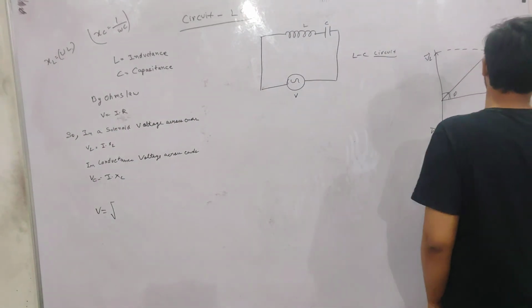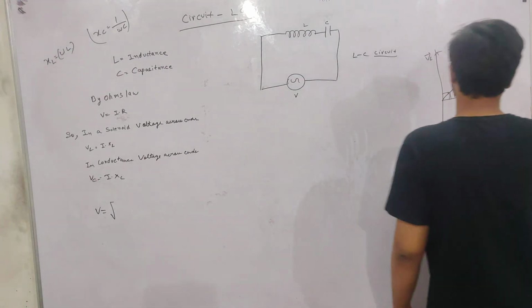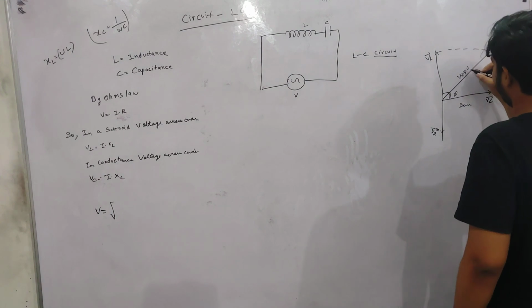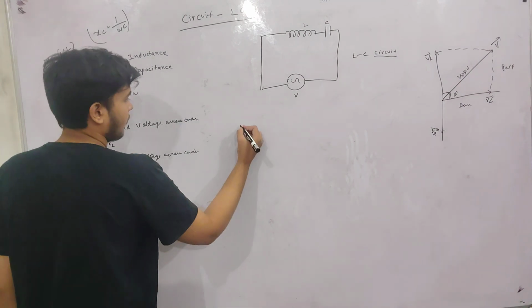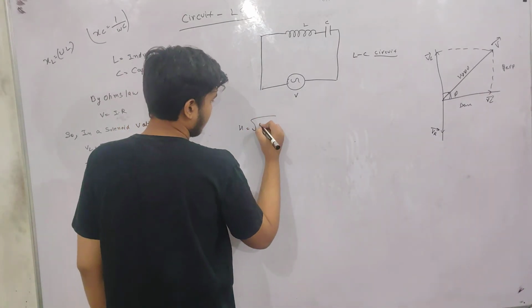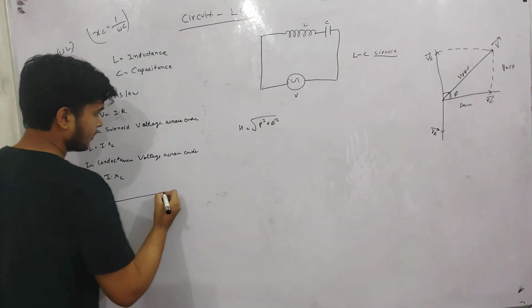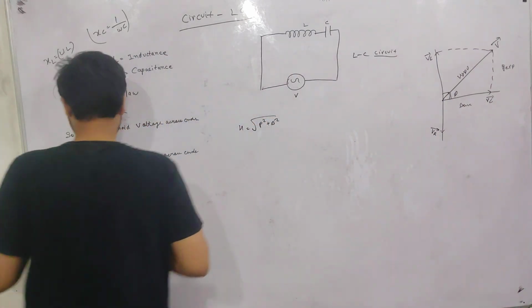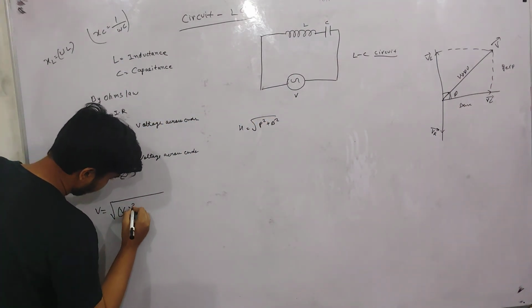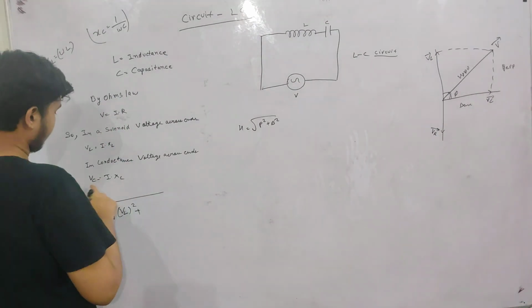this is the perpendicular of the triangle, and this is the base, and this is the hypotenuse. We have to find the hypotenuse, the resultant vector, the resultant voltage. We will use the formula under root P square plus B square. Perpendicular will be VL whole square plus base will be VC whole square.